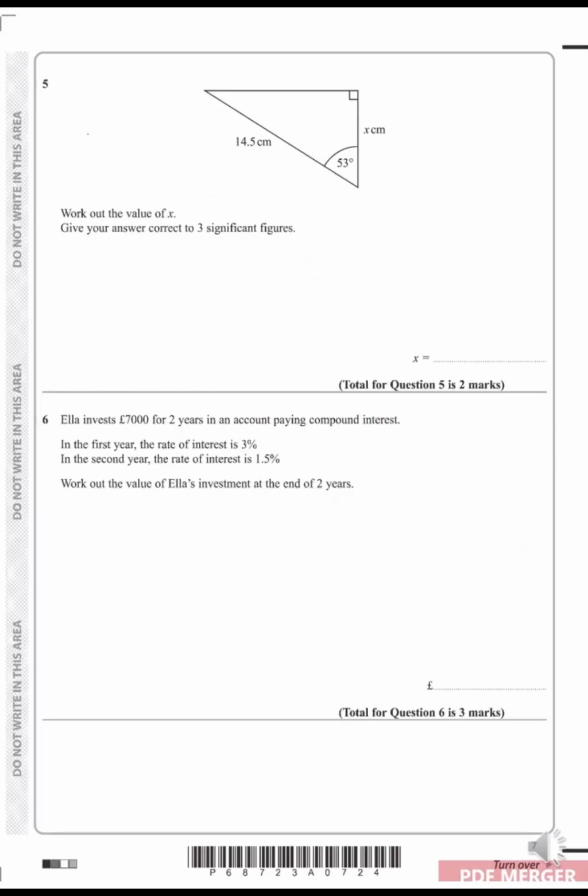Work out the value of x. Give your answer correct to 3 significant figures. Let's label everything we know so far. Adjacent is always next to the angle. Hypotenuse is the longest side. And opposite is opposite the angle.